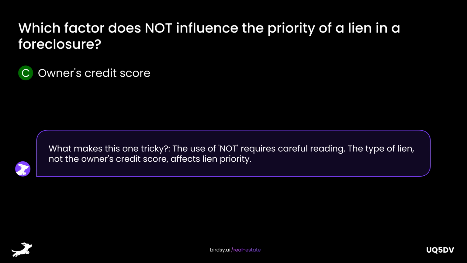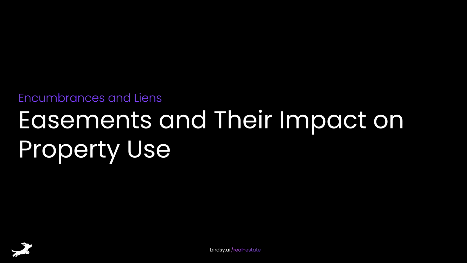What makes this one tricky? The use of "not" requires careful reading. The type of lien, not the owner's credit score, affects lien priority. Easements and their impact on property use.